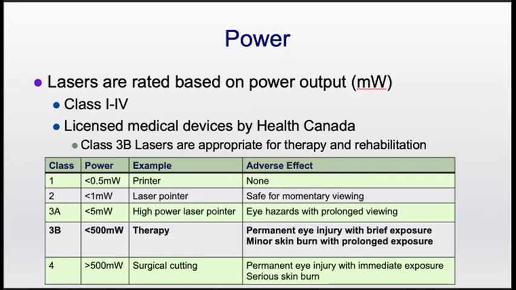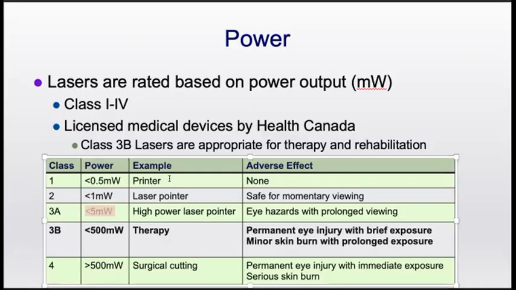Now, there are 5 different classes of laser, and it's all based on the power output. Class 1 to 3A are very sort of lower dosage, lower power lasers. They are all licensed by Health Canada. And class 3B lasers, that's just the classification. I'm not sure why it's called that, for the type of laser that we would use in a therapeutic perspective. Okay. And you can see it's a wide range.